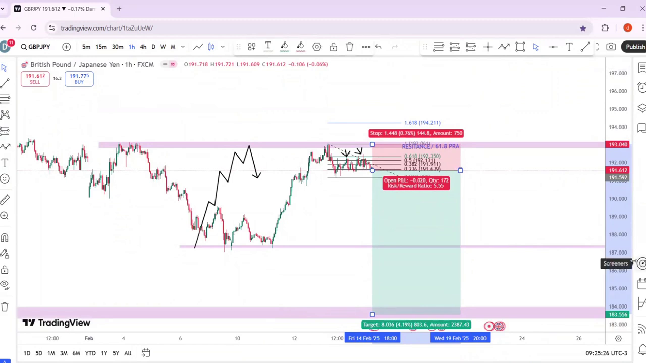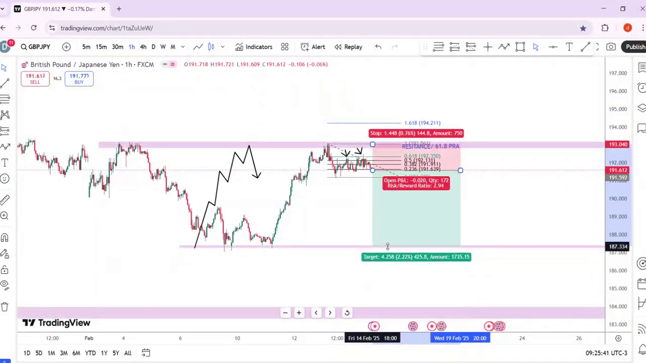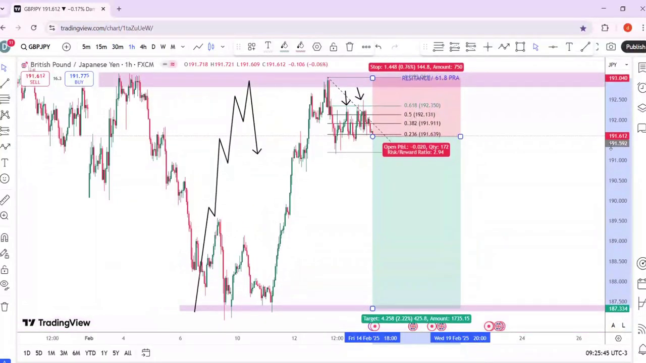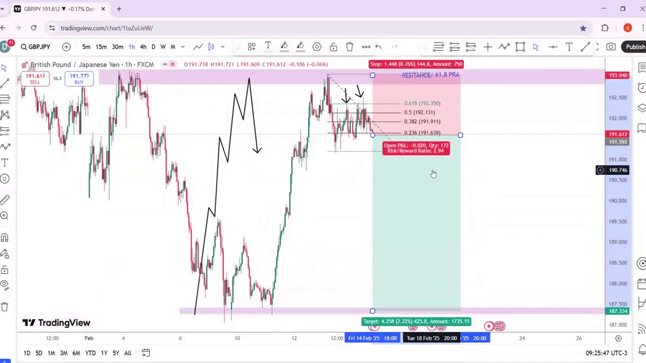1:5 means I'm risking $1,000, I'm going on with $5,000, and this is how we trade right here. Or I'm risking $10,000, I'm going on with $50,000. You understand? So this is how it works right here. So this is take profit 1. You can decide to entirely take your profit, you can decide to take half profit. It's just your choice.